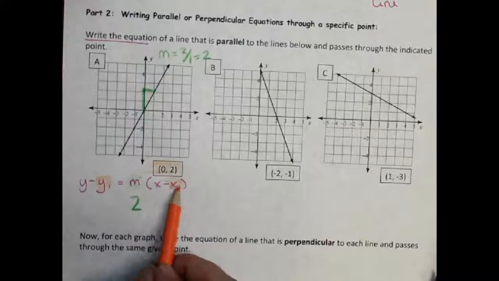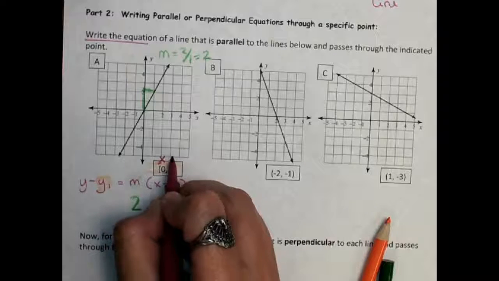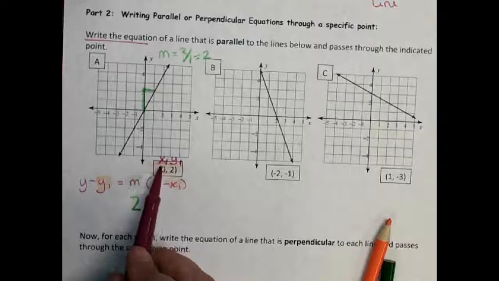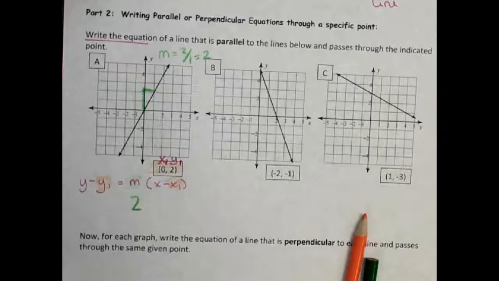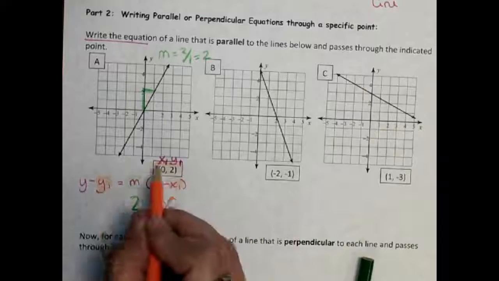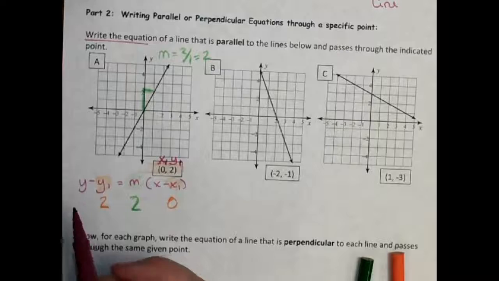My x1 and y1, well, these points are always in x and then y. So this is my x1 and my y1. So x1 is 0. I'm going to put that in right here for this x1. And y1 is 2, so I'm going to plug it in right there. And then the rest of the equation I just copy down.